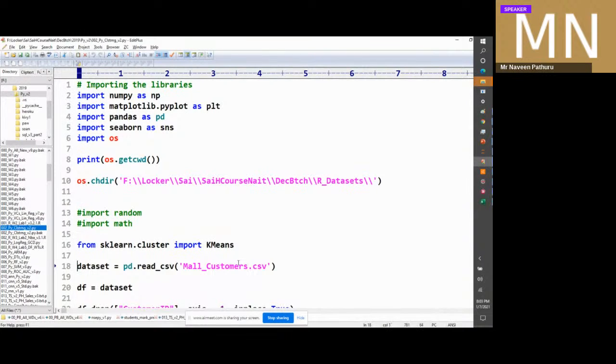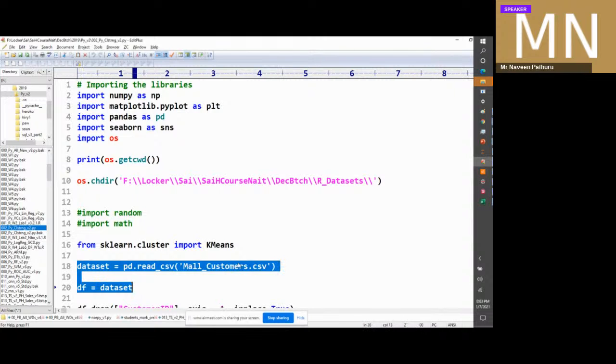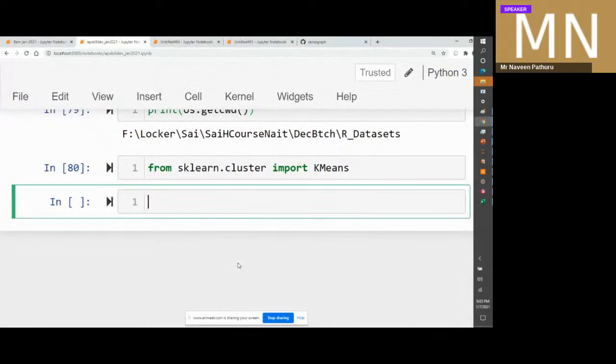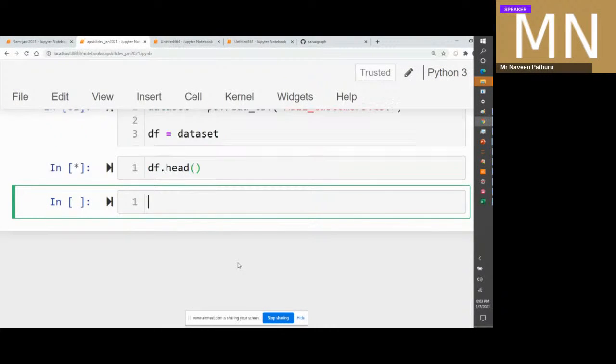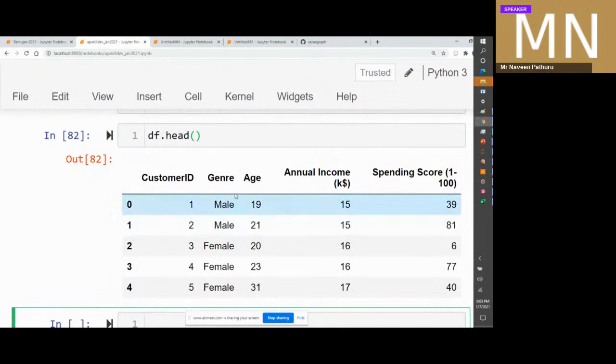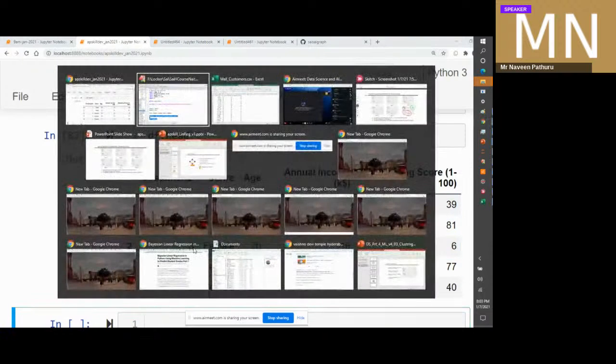The first step is to do read CSV. Read CSV reads the file and creates a data frame. We're going to rename that as df for the sake of simplicity. So here is df. Say df.head. Look at this: customer ID, genre, annual income, spending score. What is head? Head, if you recall, gives the top 5 rows. Everybody with me? Quick yes, please.